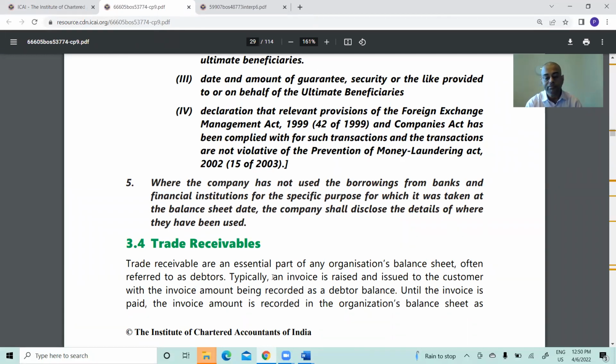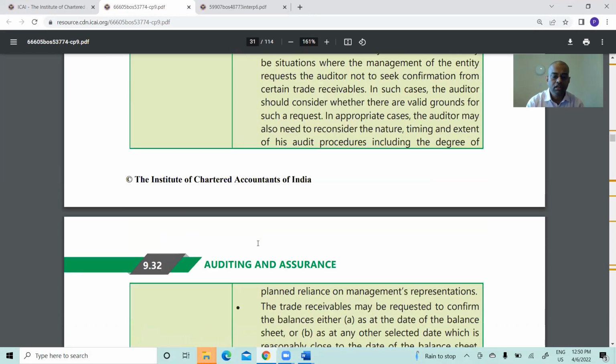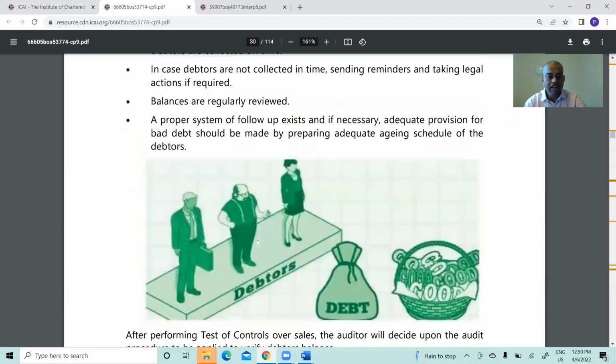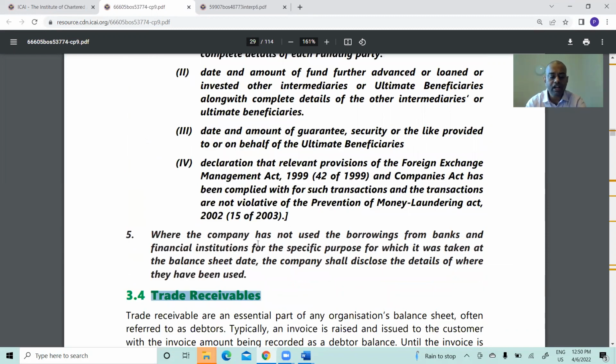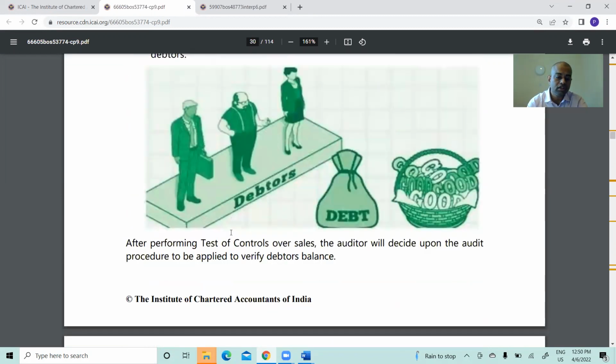Okay, anyway. So this is trade receivables. Now, why I have opened this document is to show you. See, when you are looking at this, how do you verify trade receivables? This started on page number 29. Look.